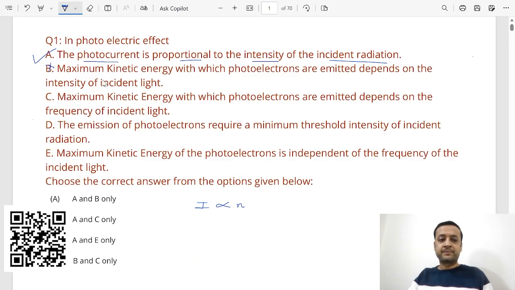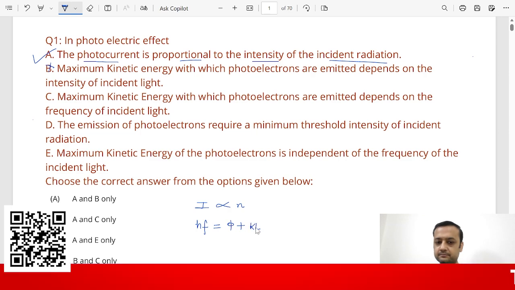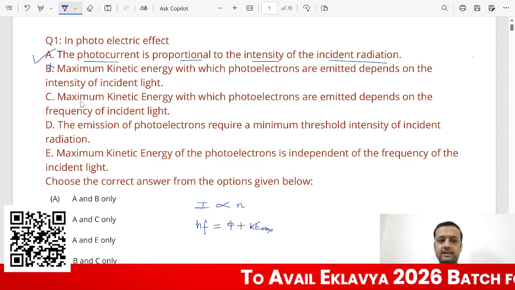Okay. Maximum kinetic energy with which photoelectrons are emitted depends on the intensity of the light. Now this is wrong because it is very well known that maximum kinetic energy depends on the frequency and not the intensity. Using Einstein's equation, you can see hf, which is the energy of the photon, equals work function plus K max, right? So this K max depends upon the frequency of the light, not the intensity.